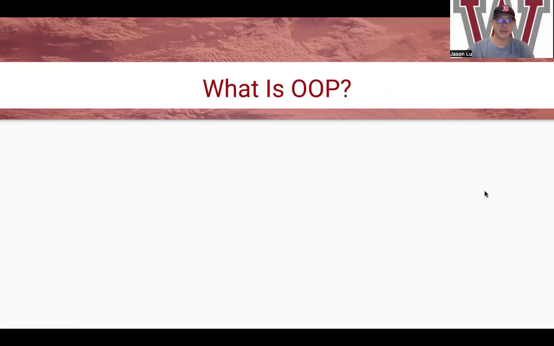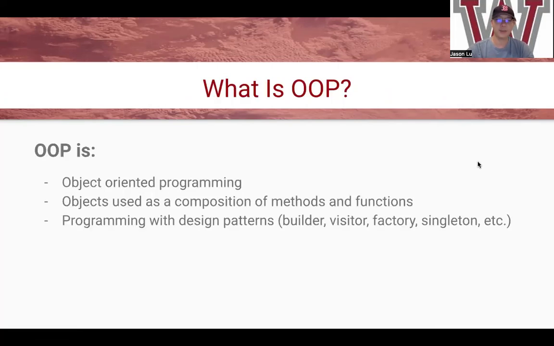So what is OOP? It's object-oriented programming. It's objects used as a composition of methods and functions. And it's programming with various design patterns, such as builder, visitor, factory, singleton, etc. And one really good resource, which I'll put in the episode description, is the O'Reilly book for OOP design. I did it extensively in my Northeastern programming design paradigms and foundation software engineering courses, and even some of the database courses. So definitely the O'Reilly book for that is very good. It's an ebook, it's interactive, it's a PDF that you can use.